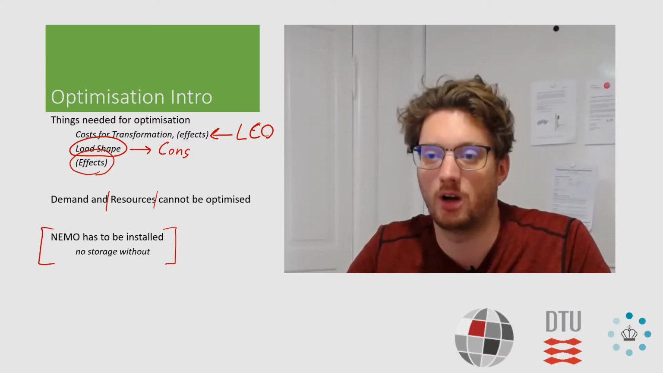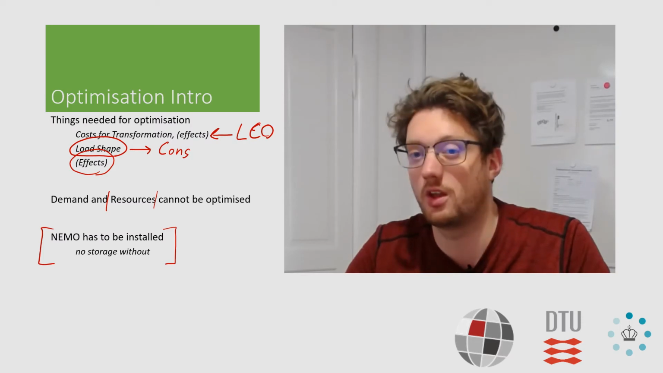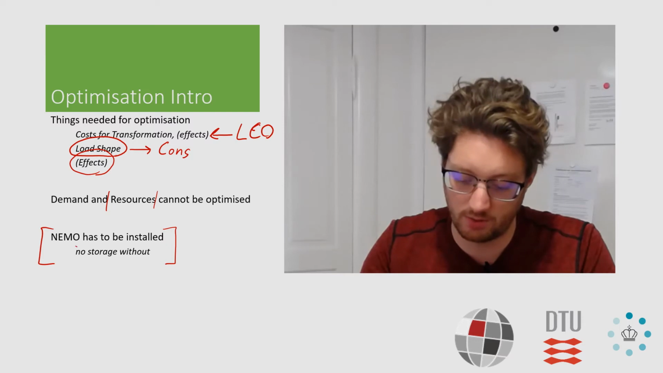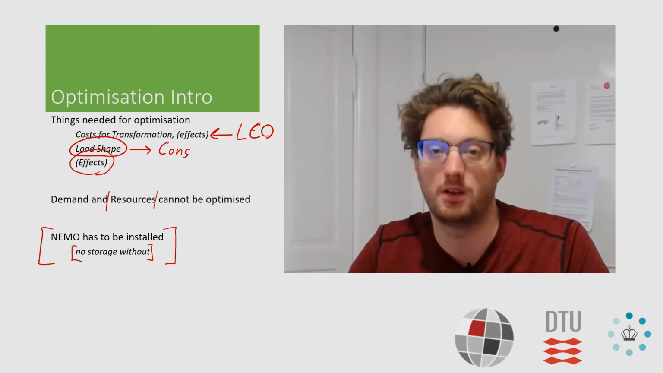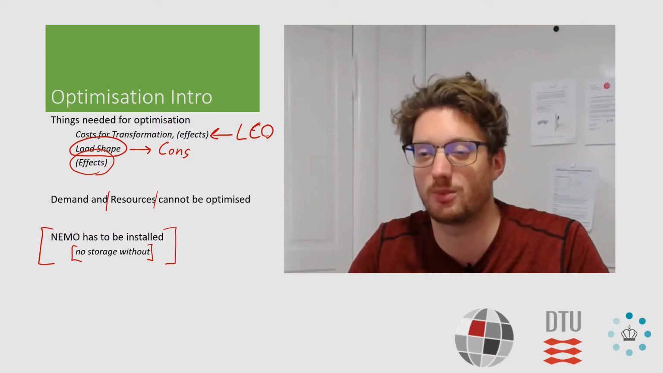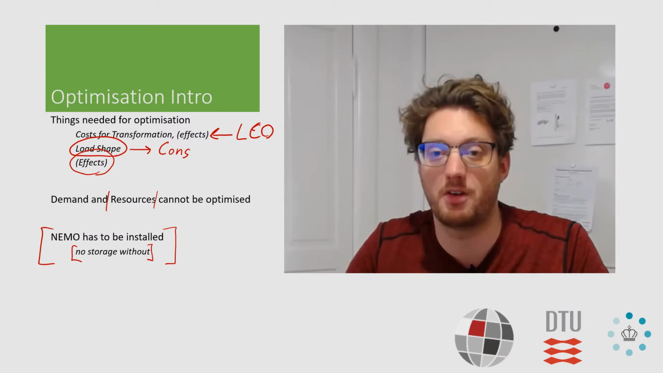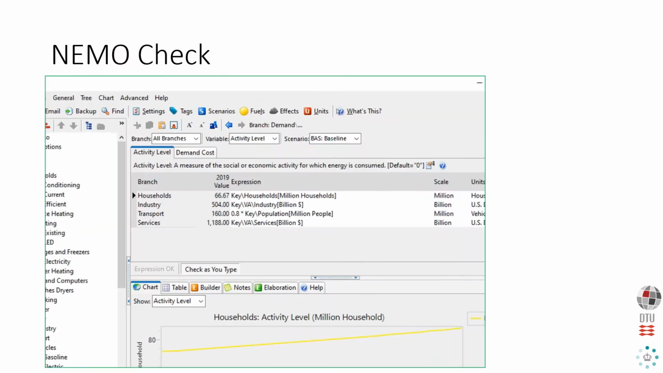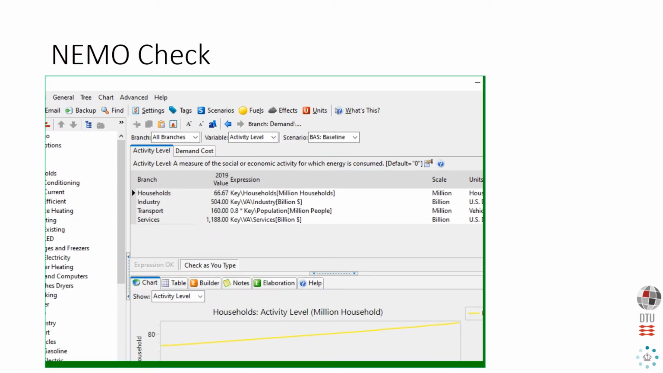That helps us do optimization. The old system, Osmosis, cannot do storage, so it is very important that we install NEMO. NEMO also has more options for optimization engines, which is very, very beneficial, as we will look into later on. To check if we have NEMO properly installed, we can go and see that in the help menu here.